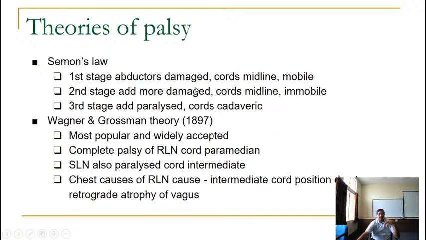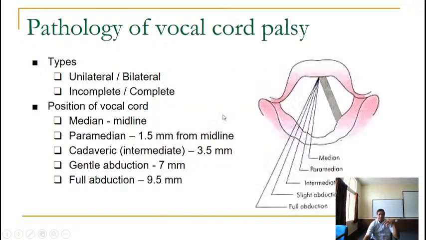In the second stage, you will see there is more damage that has occurred, and the cords are in the midline but immobile. And in the third stage, which is the added paralysis of the cords, they go into a phase called the cadaveric phase, which is otherwise called the intermediate phase. So initially they are in the midline, but as the nerve degeneration occurs, they go into the cadaveric position.